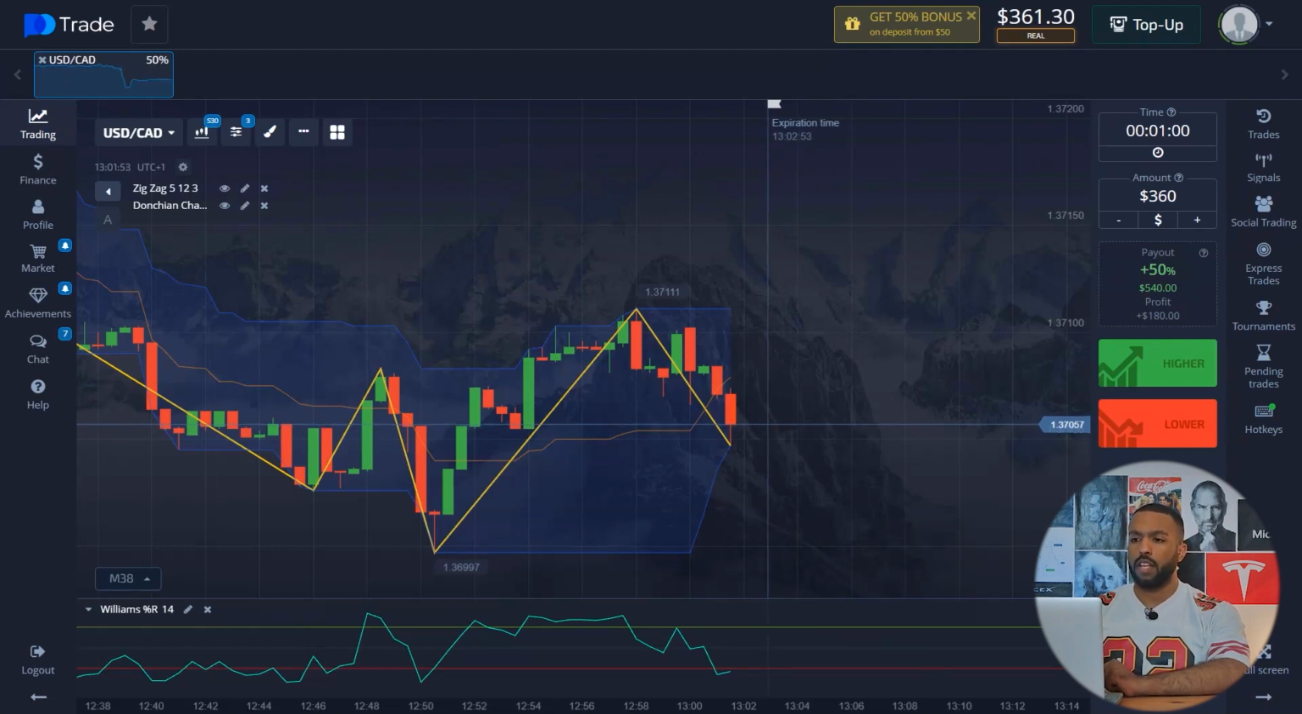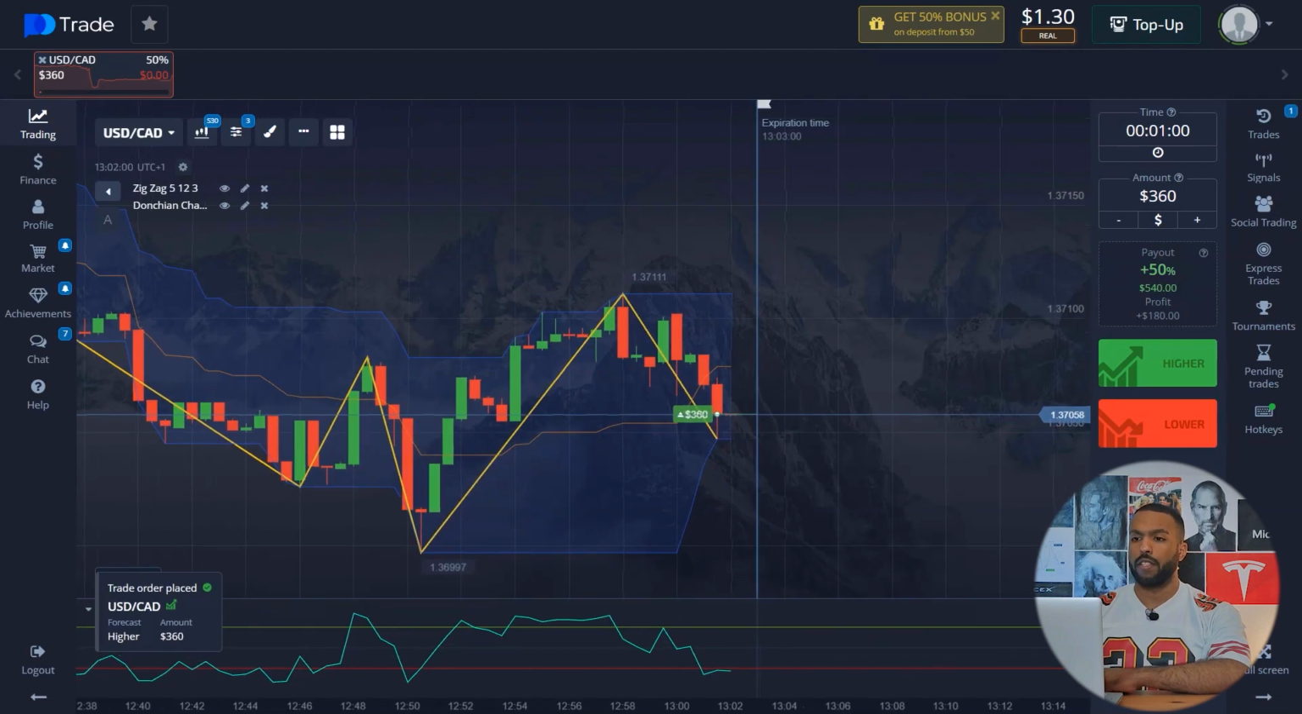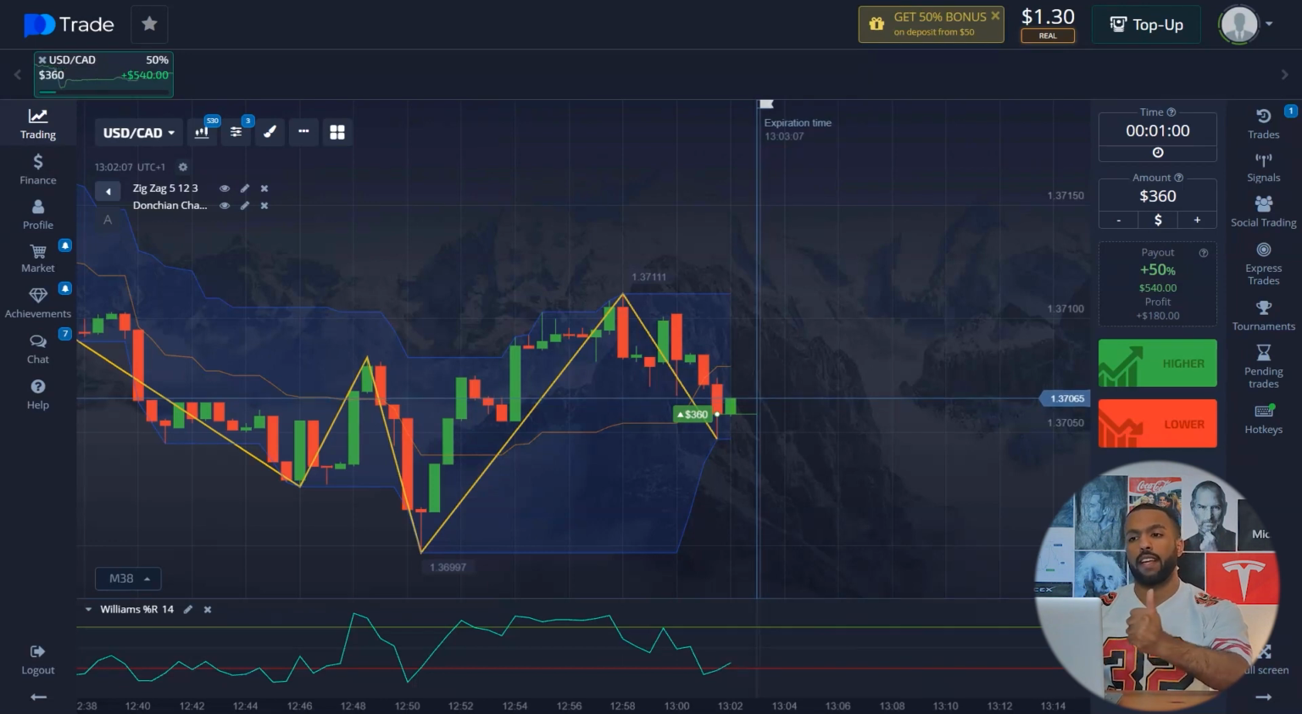When the price corrects upwards, we try to choose a more convenient entry point. And I'll make an up trade for $360. This decision was made taking into account the signals from the two indicators. The first one, of course, zigzag, which determined the local minimum, after which the price mostly started growing.